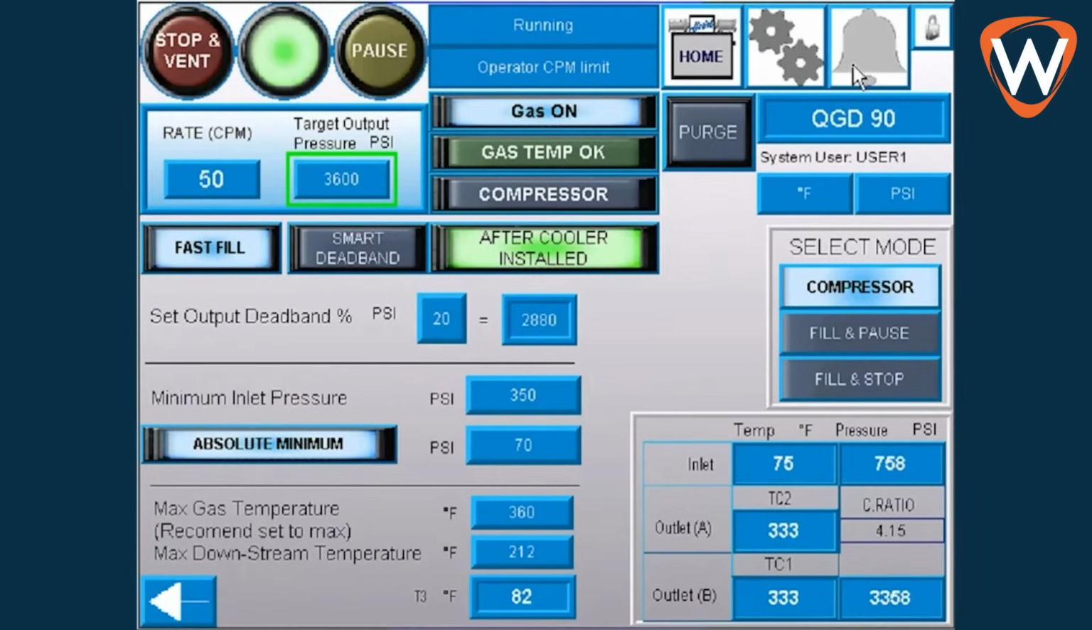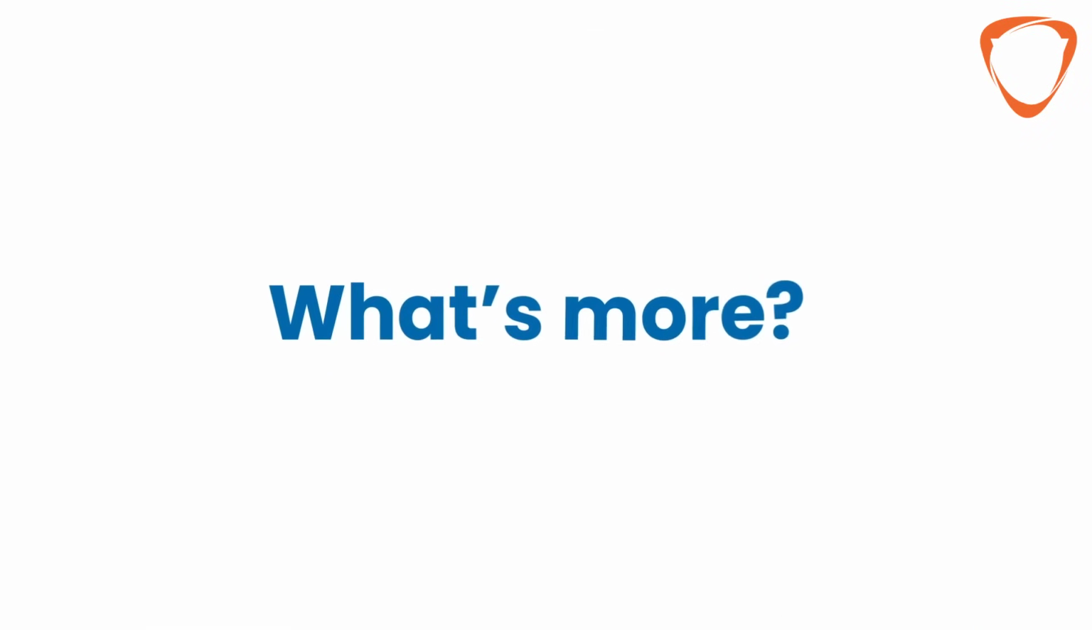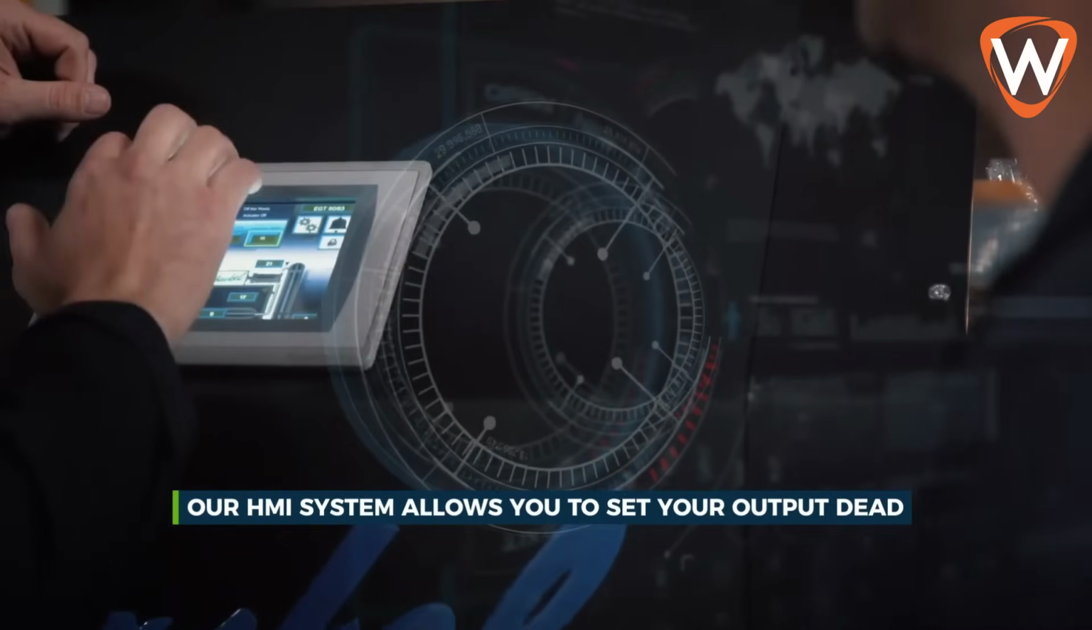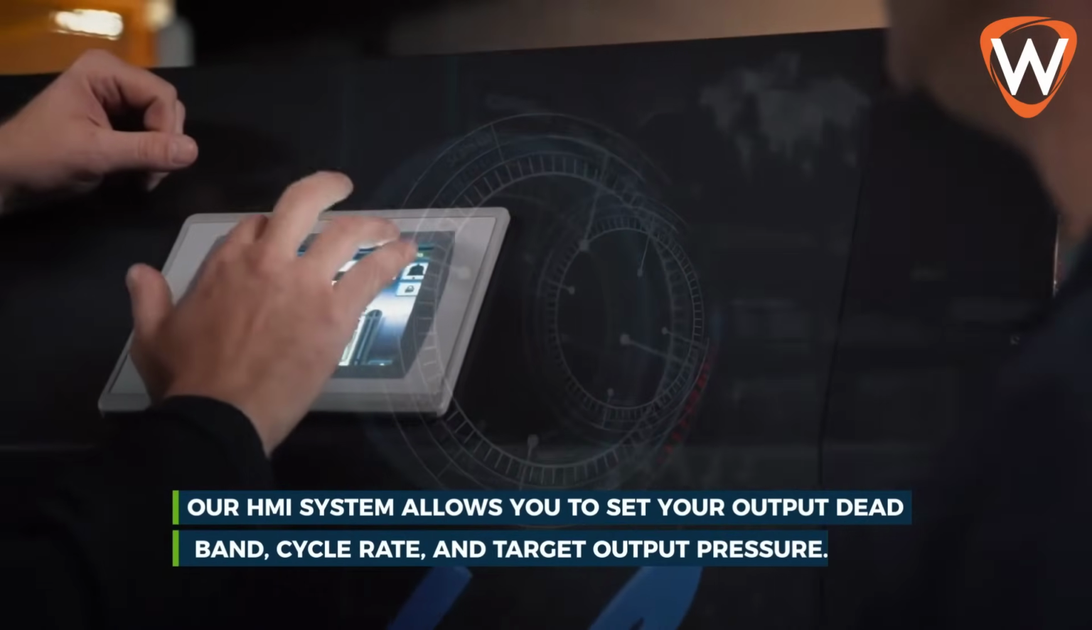You also get to view indicators for the inlet pressure, inlet temperature to first compression, outlet temperature for second stage, heat exchanger interstage accumulator pressure, temperature leaving the second stage, and the outlet pressure. What's more, our HMI system allows you to set your output deadband, cycle rate, and target output pressure.